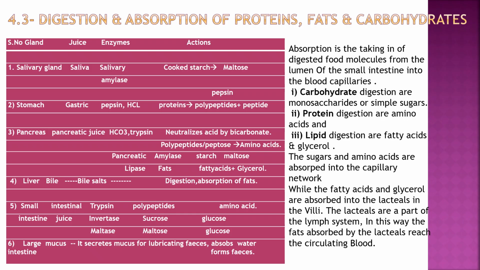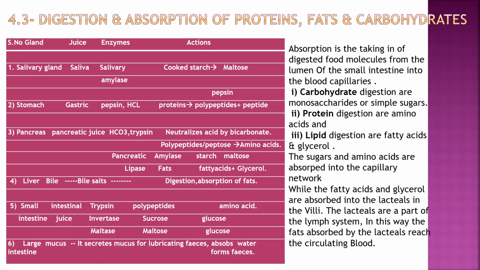In the small intestine, intestinal juice is there. Trypsin converts polypeptides into amino acids, invertase goes into glucose, and maltose goes into glucose. And in the large intestine, mucus is secreted for lubrication of the feces and absorption of water from the feces.